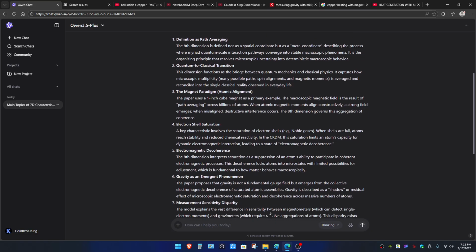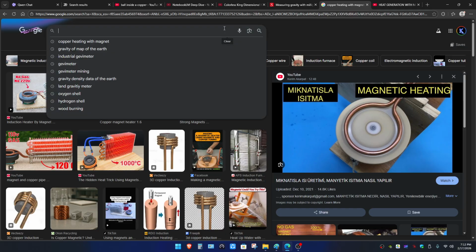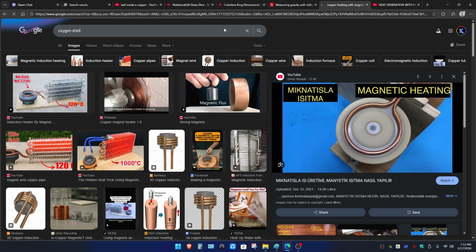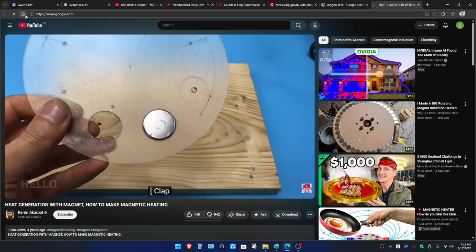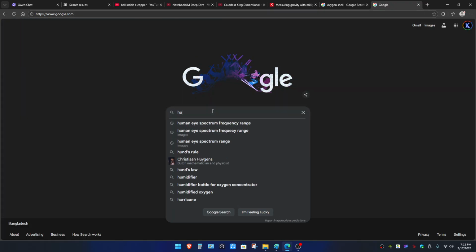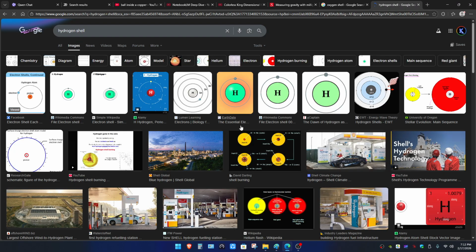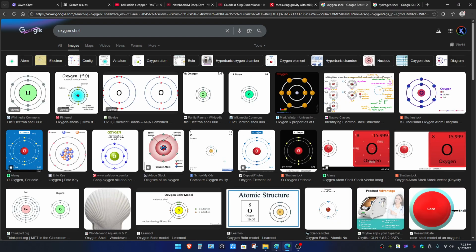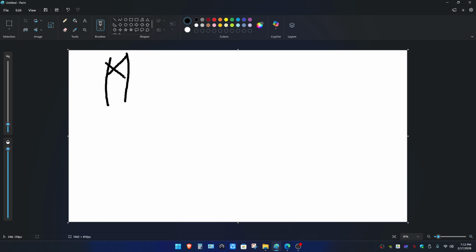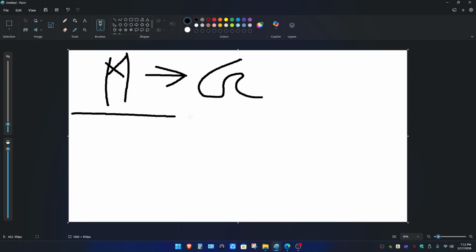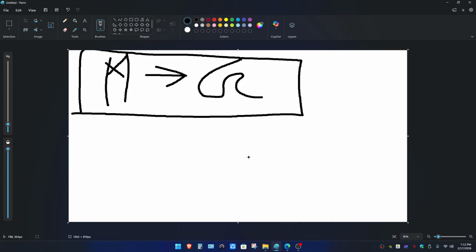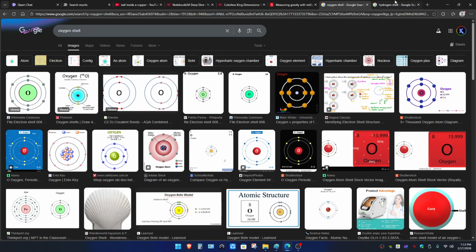Now electron shell saturation, this is the important part. Now when it comes to an oxygen shell versus a hydrogen shell, when we talk about why magnetism is stronger than gravity, the question is, magnetism is stronger than gravity because of the following reason. Let me tell you one of these reasons.